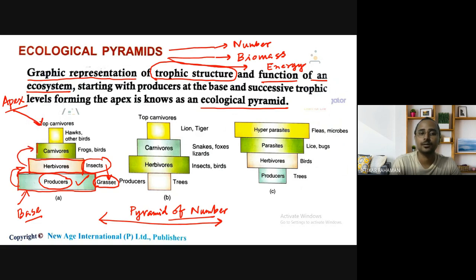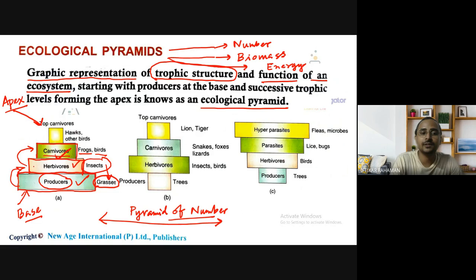Number of carnivores are lesser than herbivores. And what are these carnivores? Frogs and birds. Okay, so for example, this carnivore is like say intermediate carnivore, or for say this is one level of consumer.